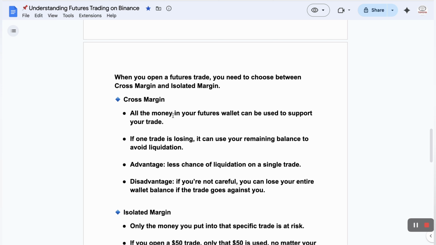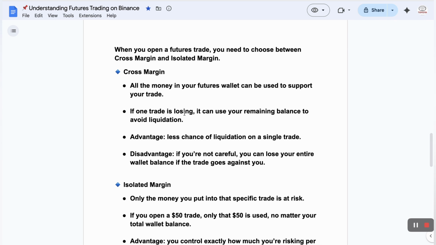Cross margin means all the money in your futures wallet can be used to support your trade. That is cross margin. Let me tell you again. All the money in your futures wallet can be used to support your trade. If one trade is losing, it can use your remaining balance to avoid liquidation. That is what we call cross margin.